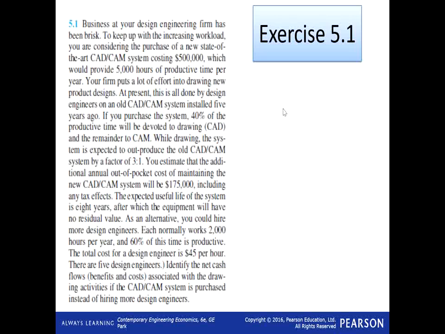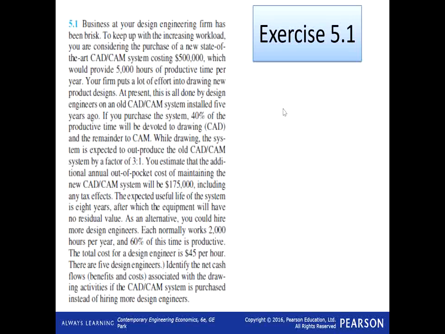Now in this question, if you read it carefully, it says that business at your design engineering firm has been brisk. Brisk means their business was quick or fast, or it was growing. And this company is doing some design engineering to keep up with the increased workload. You are considering the purchase of a new state-of-the-art CAD or CAM system costing 500,000, and that would provide 5,000 hours of productive time per year.